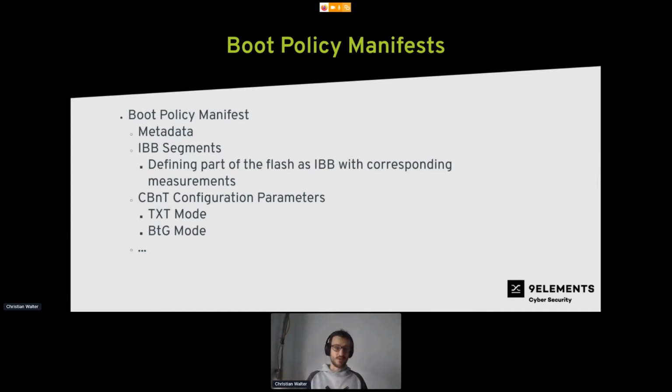It also has CBNT configuration parameters like TXT mode, in what mode do you want to have TXT running, in what mode do you want to have BootGuard running. There are a couple of profiles that you can set for BootGuard and for TXT, and that can all be configured in the boot policy manifest.